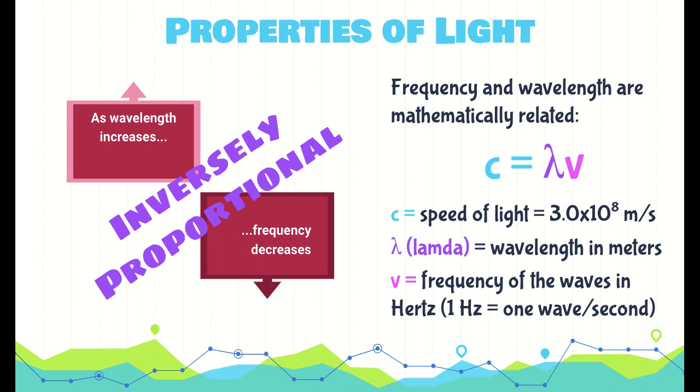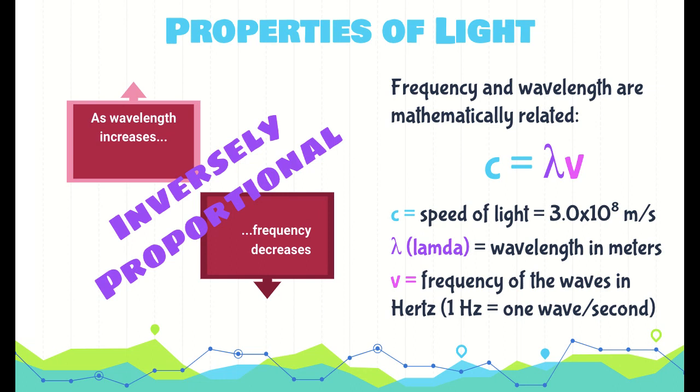that inversely proportional just means that if one variable increases, the other will decrease, and that's true with frequency and wavelength. They're also mathematically related. If you look at the equation on the right-hand side of the screen, you have c, which is the speed of light. A lowercase c is the variable you want to use for that, equals lambda v.